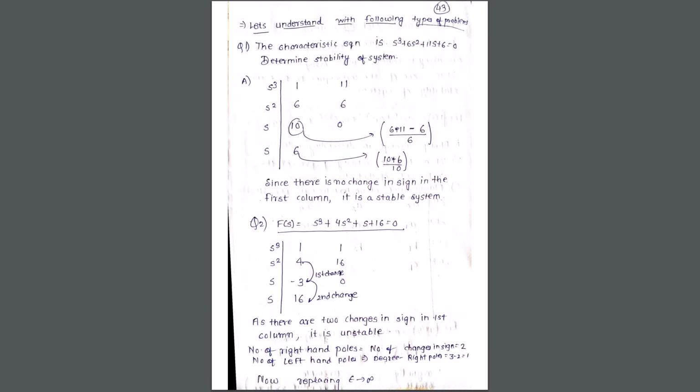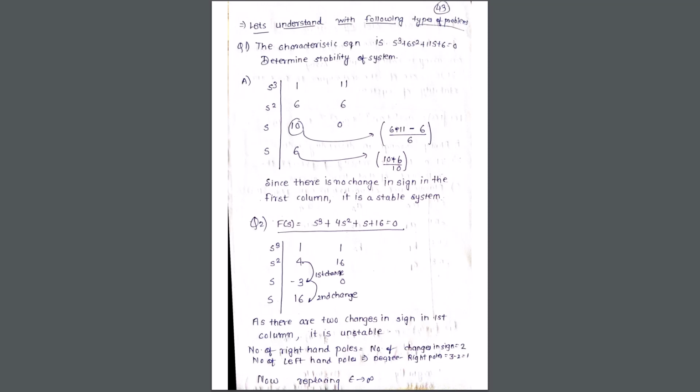Why? Because 6 into 0, there is no term here, right? So it is 0. I hope I'm very clear with this. Again it is s. Here it should be s raised to 0, not s. I repeat, here it should be s raised to 0, not s. Okay. So it is given as 10 into 6 minus 0 into 6 upon 10, that is given as 6. I hope I'm very clear with this.